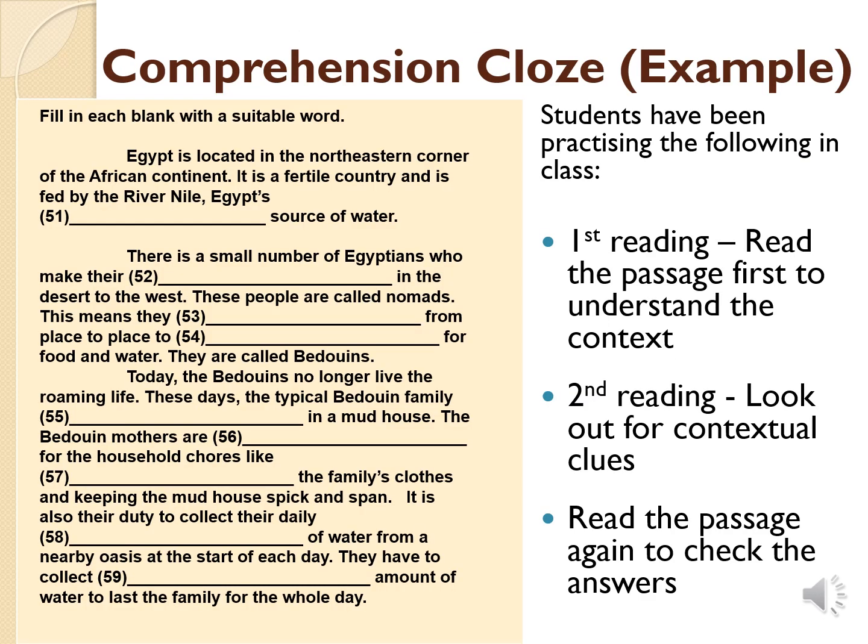This is an example of comprehension cloze where students have to fill in the blanks with a suitable word. They have been taught to read the passage first to understand the context, after which they look out for contextual clues to suggest appropriate answers. The last step is to read the passage again to check that the answers make sense.